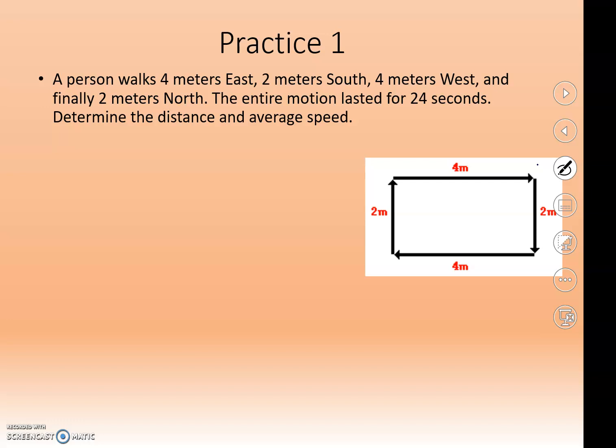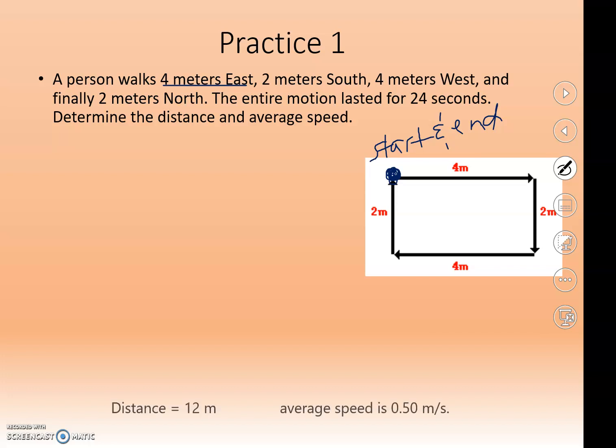All right, here's another problem that you could be asked to solve. So we have a person that walks 4 meters east. So that's our first motion that we have. So that tells us that we are starting right here. So we're starting here and we're walking the 4 meters east. Then we walk the 2 meters south, 4 meters west, and finally 2 meters north. So we also end here. So we start and end at this point. So we're walking in a big rectangle. The entire motion lasted for 24 seconds.